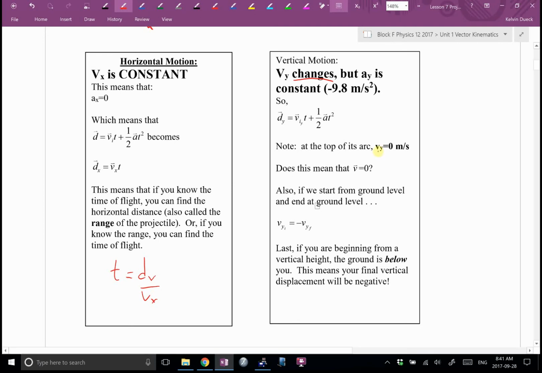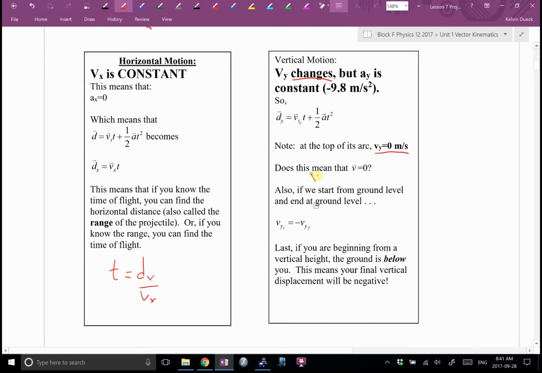Note, at the top of its arc, Vy is 0. Does this mean that the overall velocity is 0? In fact, at the top of its arc for a split second, the overall velocity is just whatever your horizontal component is. That might be handy, I don't know, but anything I can use to save myself some work by being clever.